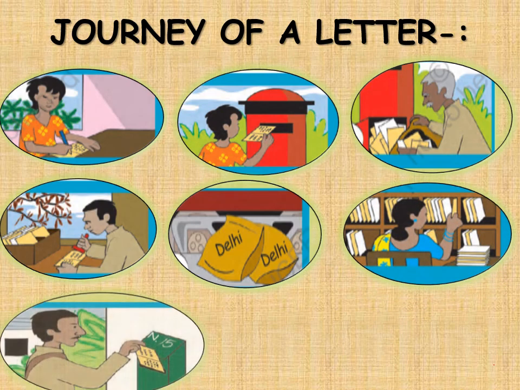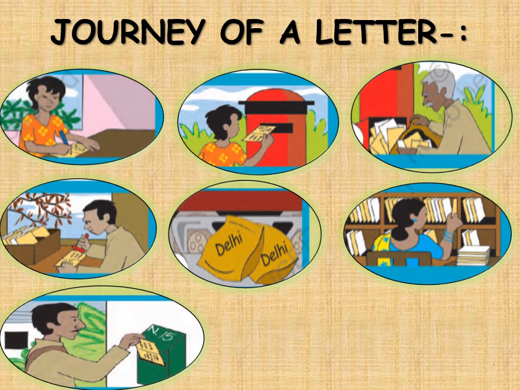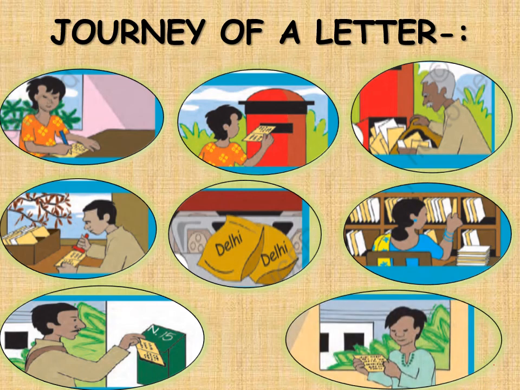Letters are sorted and stamping is done. The postman collects letters and delivers them to the receiver. The letter is finally received by the receiver. That is how a letter is sent from sender to receiver.